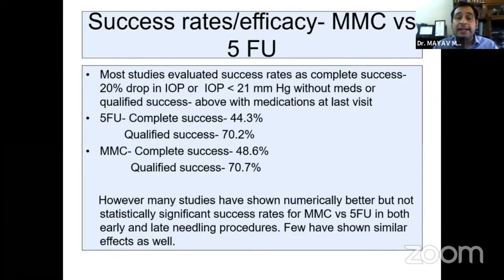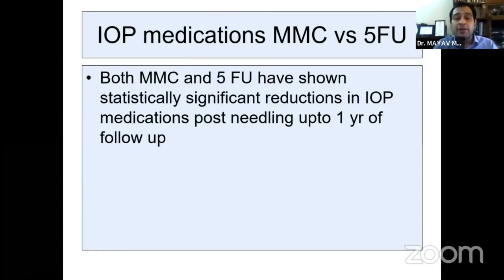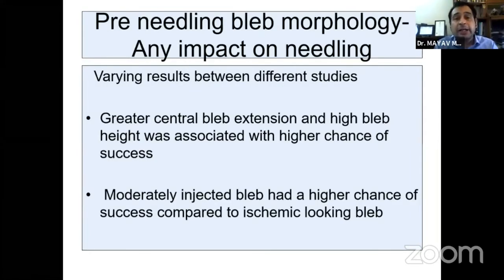Success rates. Most studies evaluated success rates as complete success, that's a 20% drop in IOP or IOP less than 21 millimeter of mercury without medications, or qualified success, which is the above with medications at the last visit, which could be 1, 2, or 3 years. Again, the success rates for both are almost similar, with mitomycin C showing a slightly better complete success rate compared to fluorouracil. However, there are studies which have shown equivalent success rates for both as well. Anti-glaucoma medications post needling have shown a statistically significant reduction up to 1 year of follow-up in both mitomycin C and 5-FU.